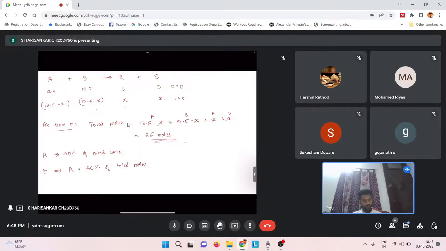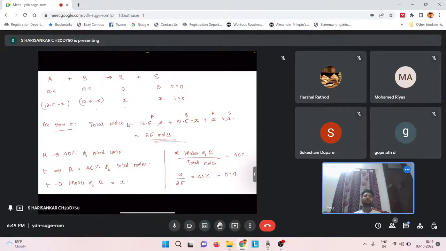So what we can do is, we have at time T, the moles of R is X. So, just mathematical calculation here, moles of R by total moles is equal to 40%. Right? So this moles of R is X and total moles is 25. This is 40%. That is 0.4.